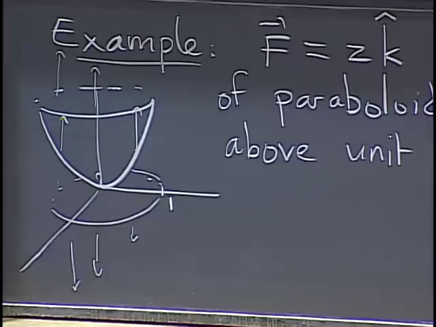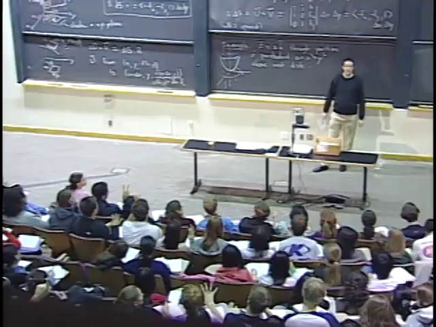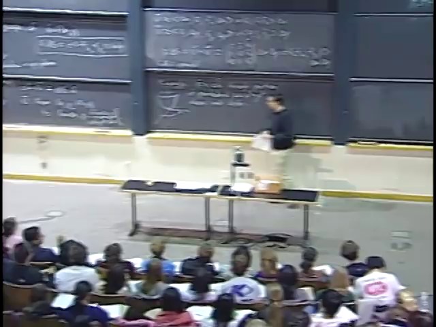So actually, a quick opinion poll. What do you think the flux should be? Should it be positive, 0, negative? We don't know. Okay, so I see some negative, and I see some positive. Of course, I didn't tell you which way I'm orienting my paraboloid. So far, both answers are correct.